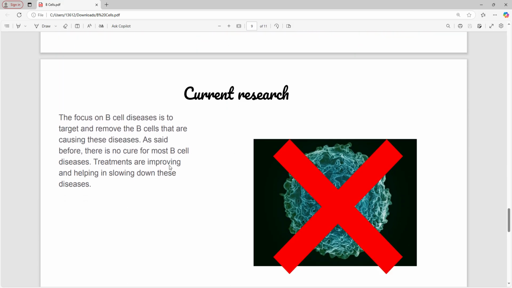And last but not least, the current research on these diseases is mainly to target and remove the B cells that are causing them, because we don't want to get rid of the B cells that are already killing those viruses or bacteria. So, as I said before, for most B cell diseases, there is no cure, unfortunately. But treatments and medicines, stuff like that, are improving, and they help slow down these diseases.